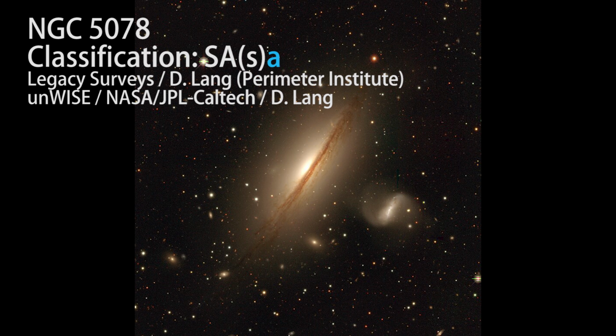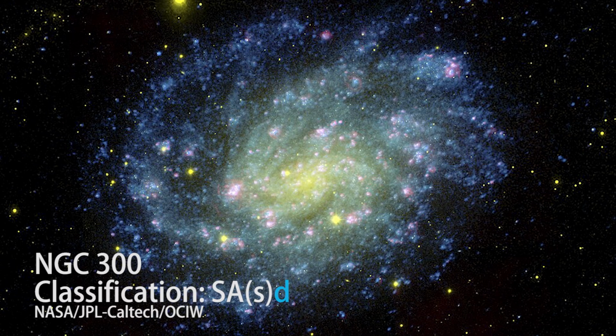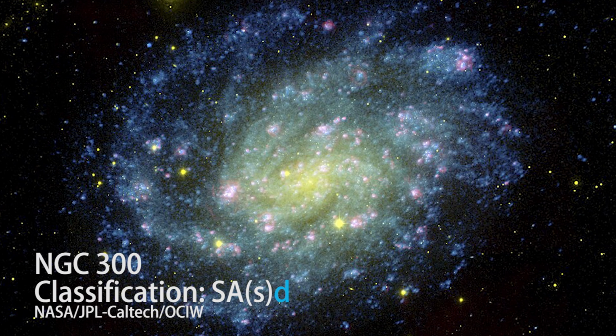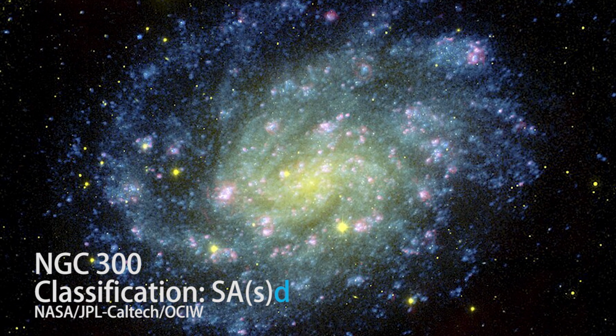The second question we need to ask is how tightly wound the spirals are. If they're very tightly wound, we add on the lowercase letter a after the capital letters, and then if they're very loosely defined, we give it the lowercase letter d, and then we have loads of subgroups in between, depending on if it's somewhat loose or somewhat tightly wound.